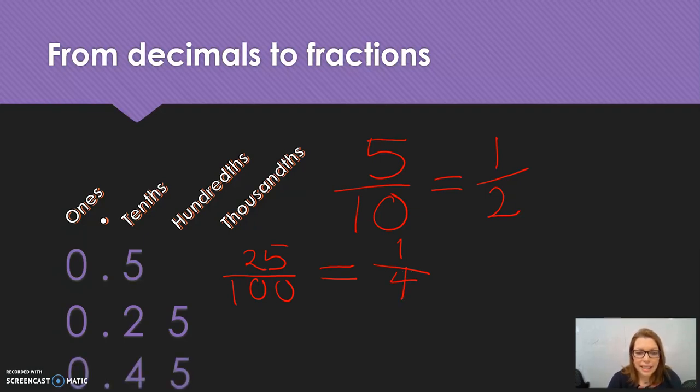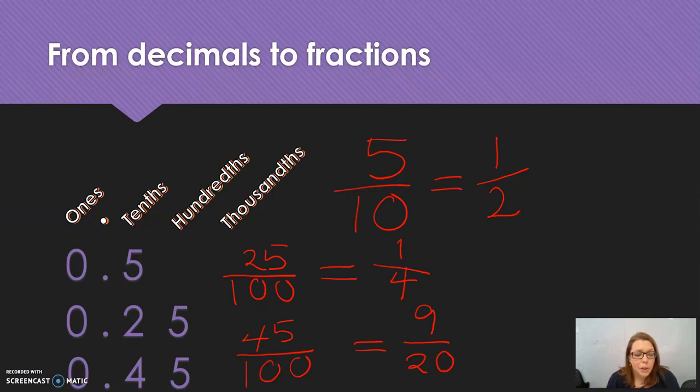And the last example here is 0.45. Similar to the one above, we've got 45 hundredths. In this particular example, our highest common factor is 5, so we're going to divide both of those by 5. So 45 divided by 5 is 9, and 100 divided by 5 is 20. So our decimal 0.45 is 9/20. So it's just under half, and if we think about it, 0.45 is just under half as well.